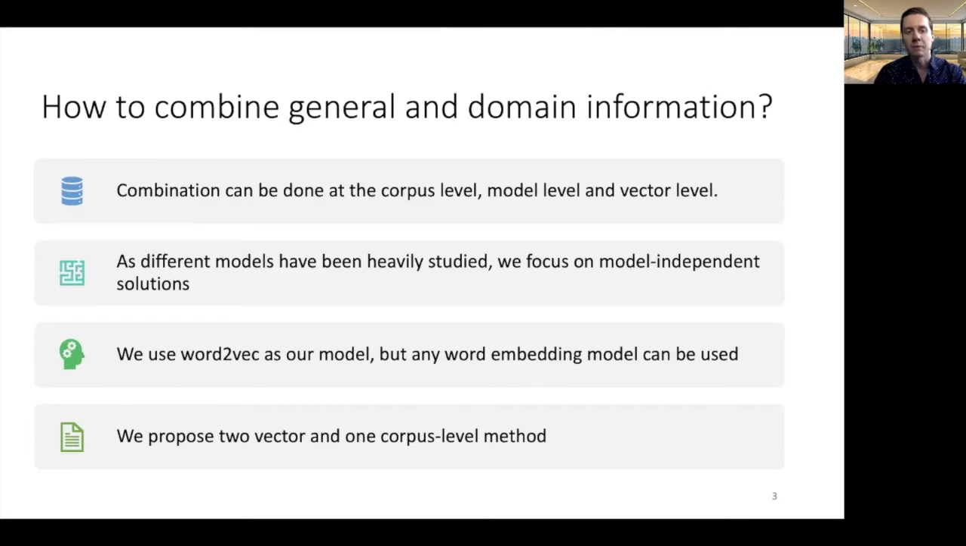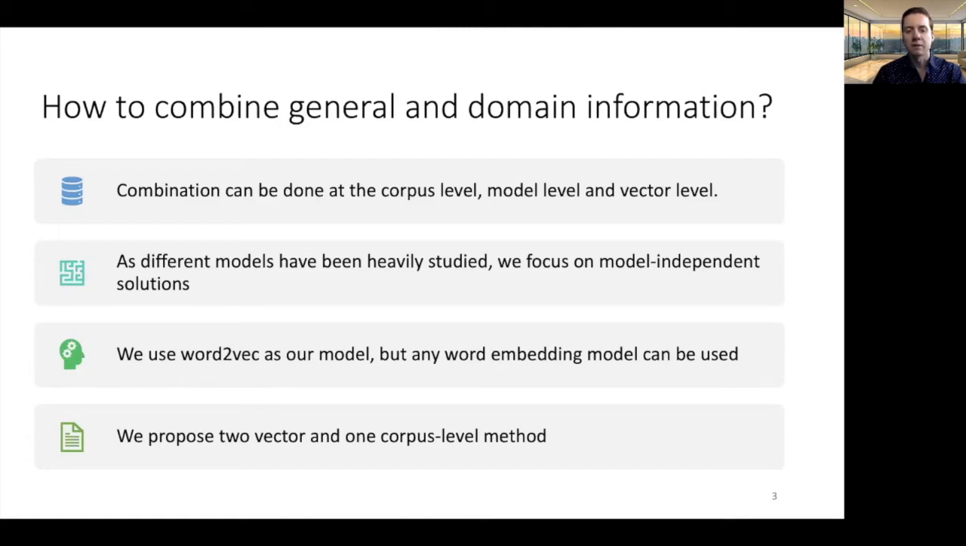For example, where is the combination of general and domain corpora going to occur in our method? It could be done at the corpus level by combining training data. It could be done at the model level, where we try to change the model, or the vector level, where we basically take the already trained word vectors and try to manipulate them in certain ways.